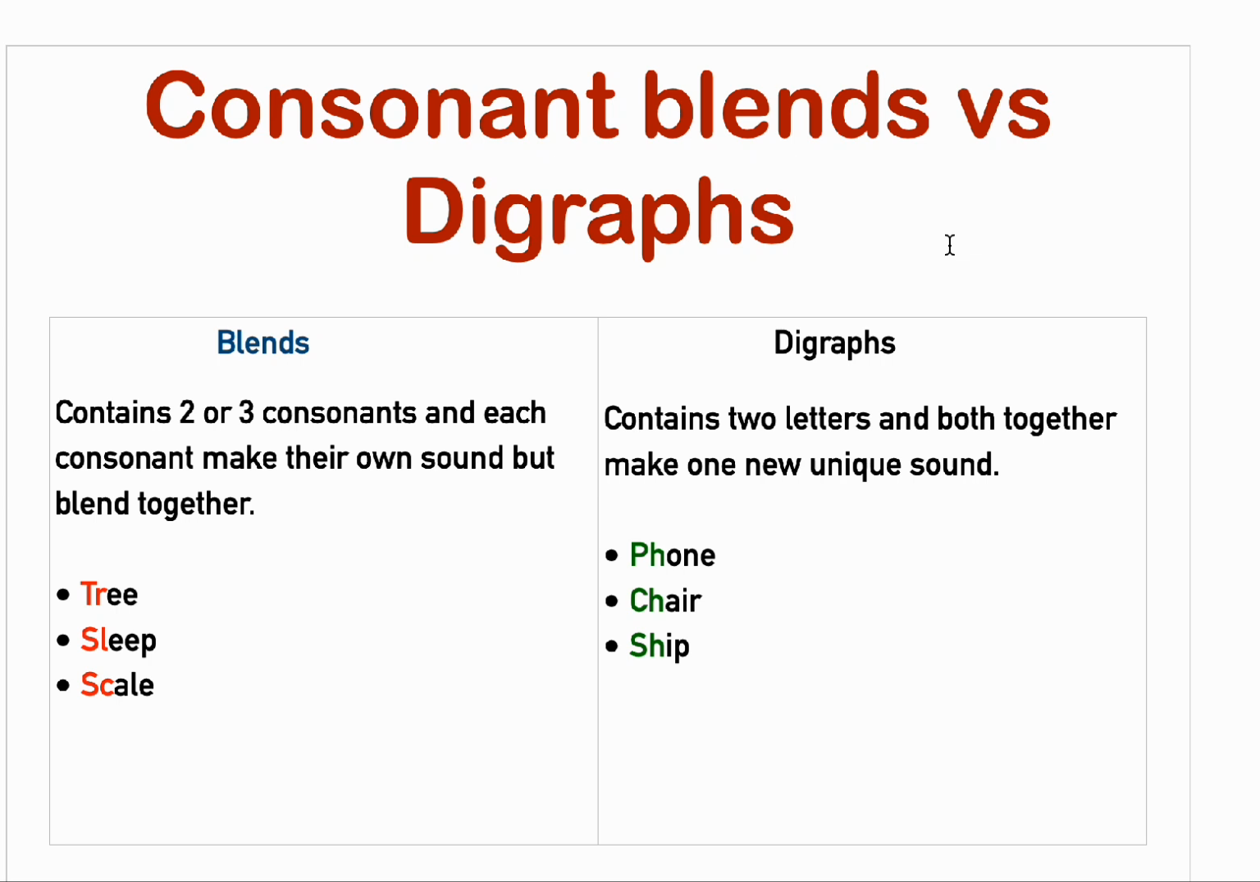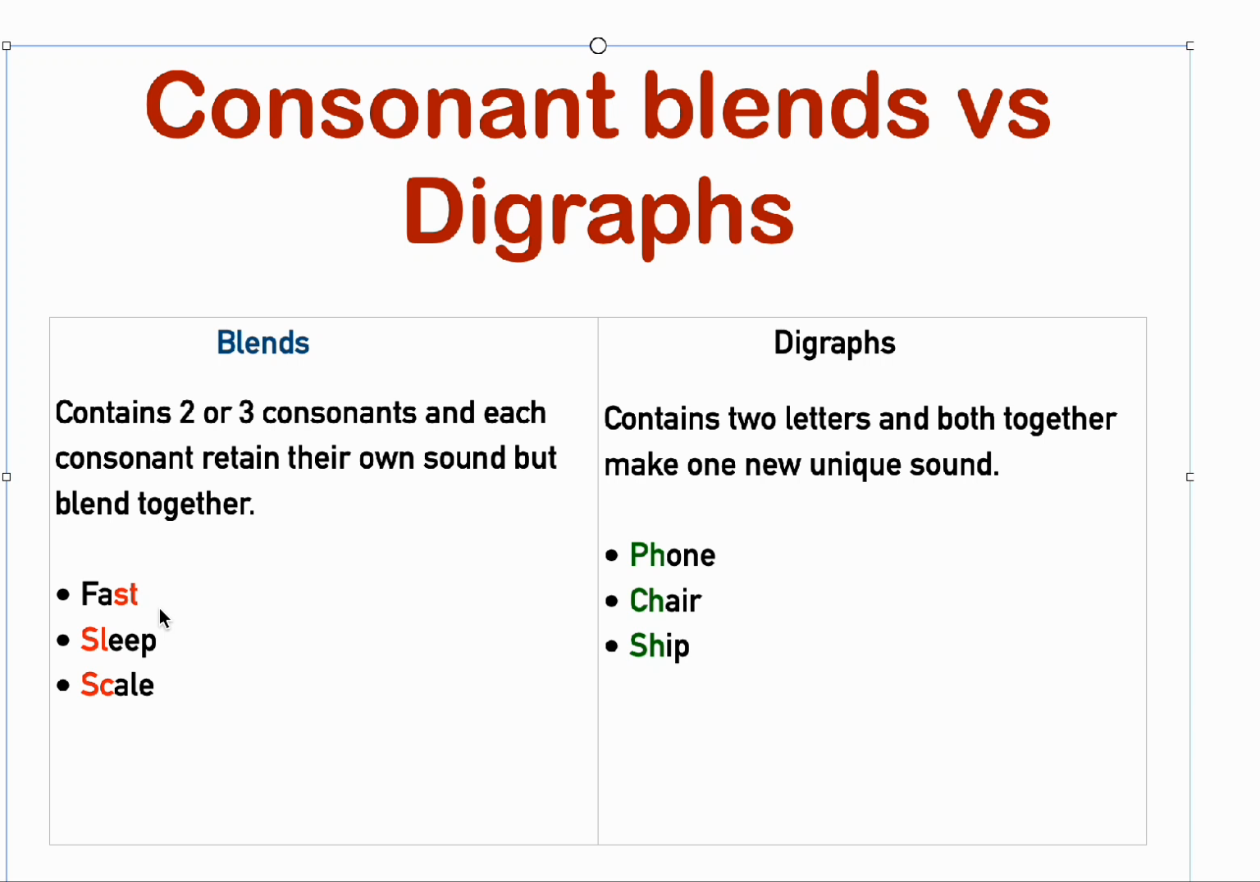Both blends and digraphs are letter combinations that are commonly seen in words. Blends may contain two or more consonants, but digraphs contain only two letters. In blends, each consonant in the blend retains its sound and they blend together when they come in a word. You still hear the sounds of both the consonants when we sound out the blend. But in a digraph, we do not hear the individual sound of the consonants. What we hear is the new unique sound that the digraph makes.